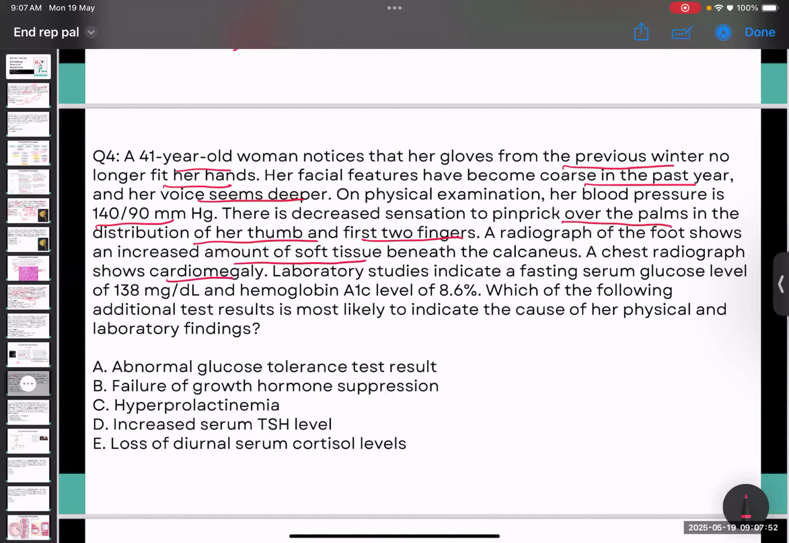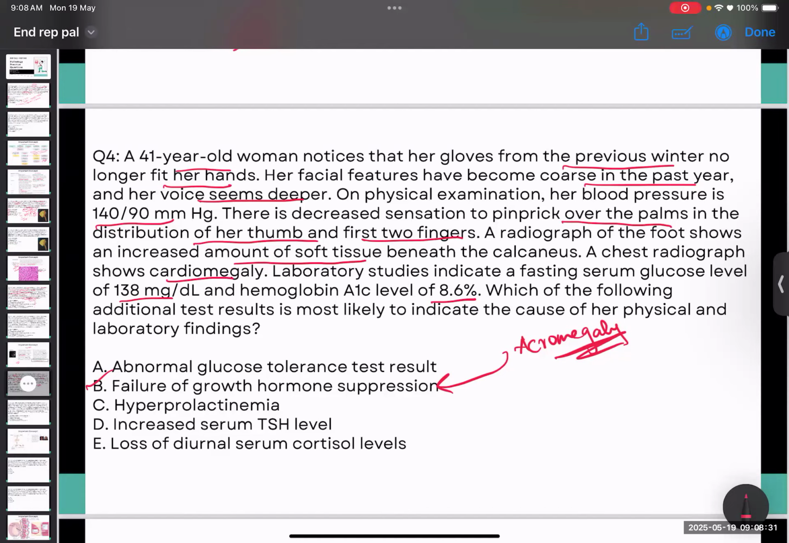Lab findings show a serum glucose level of 138, hemoglobin of 8.6. Which of the following additional test results is most likely to indicate the cause of her physical and lab findings? So this patient is clearly having a case of acromegaly. Everything's huge with her. And one of the most important lab findings that can indicate the cause of her physical findings is obviously failure of growth hormone suppression, because this could be acromegaly because of a growth hormone pituitary adenoma. All of these others don't necessarily make sense.